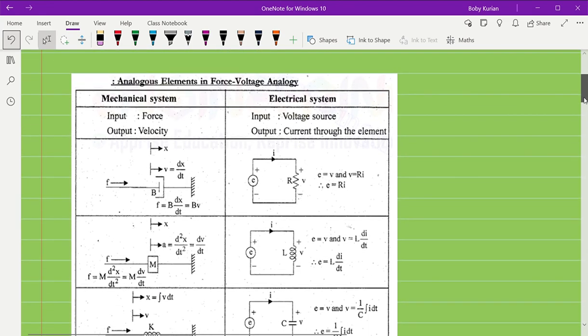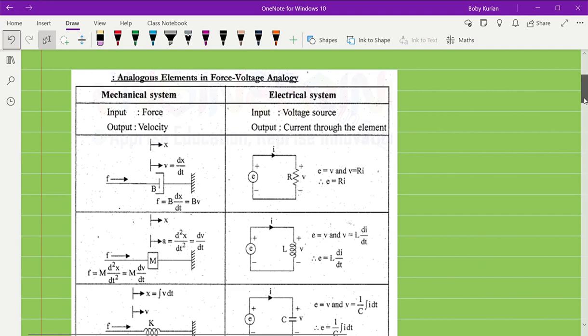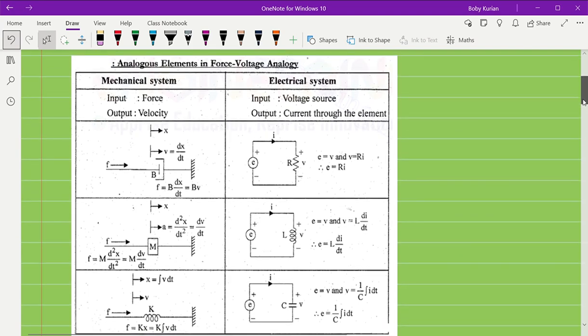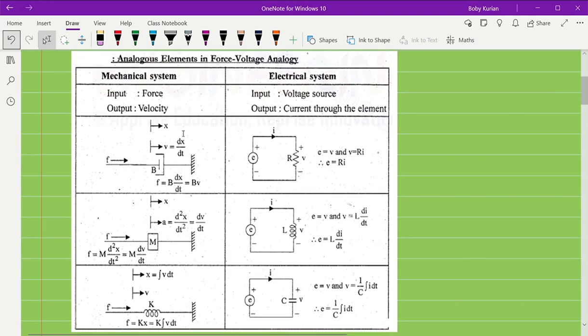First of all, let us see the force voltage analogy. In this table we can see the mechanical system and the corresponding electrical system. For example, in the case of the mechanical system, the input is considered as force, whereas in the electrical system, if we consider the input as voltage, then it is known as force voltage analogy.